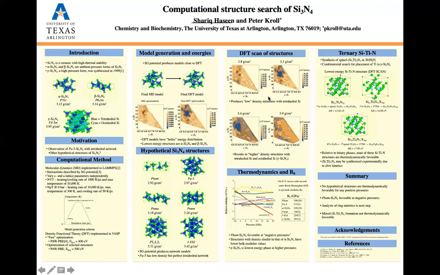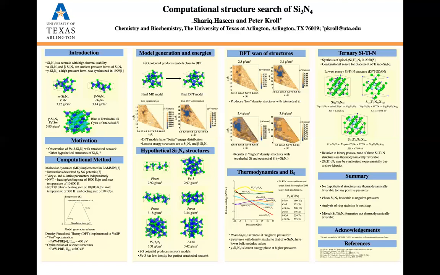The choice of the starting density does determine the kind of structures we get out. So using low densities like 2.8 will result in finding low density structures. Using high densities like 3.4 and 3.9 will also result in finding low density structures, but we'll also find some higher density structures along the way.